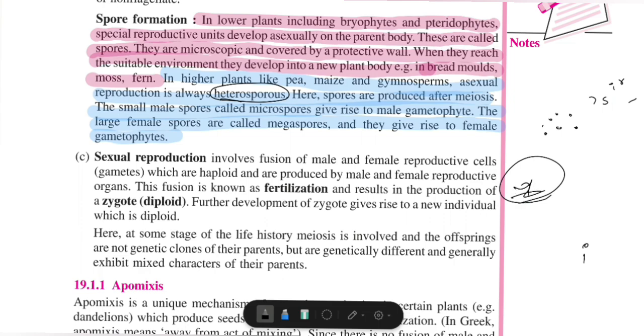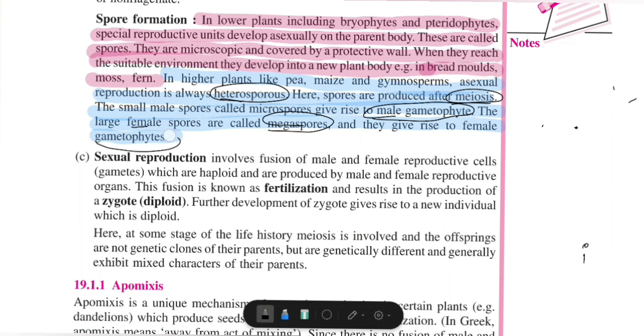Here spores are produced after meiosis. The small spores are called microspores, and they give rise to the male gametophyte. The larger spores are called megaspores, and they give rise to the female gametophyte. Very simple, very easy, no need to go into so much detail. It is heterosporous: one gives rise to microspores, the other gives rise to megaspores.